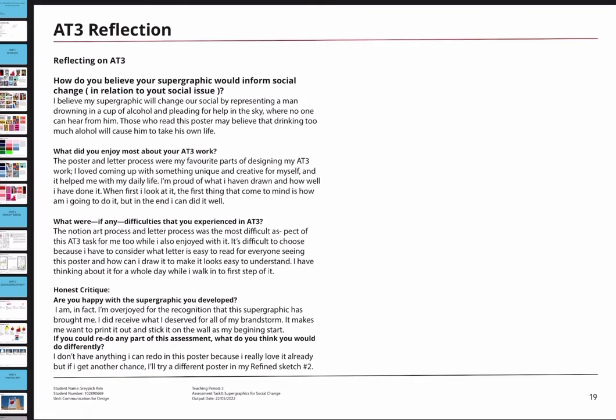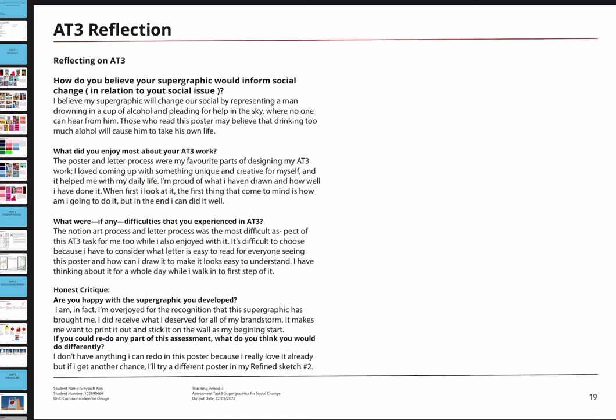I believe my super graphic will change our society by representing a man drowning in a cup of alcohol and asking for help in the sky, whereas no one can hear him. Those who read this poster may believe that drinking too much alcohol will cause him to take his own life. The poster and letter process were my favorite part of designing my AT3 work. I love coming up with something unique and creative for myself, and it helped me with my daily life. I'm proud of what I have done and how well I have done it.